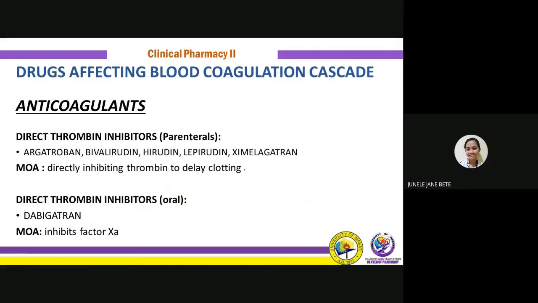Next, for oral, we have dabigatran. It is the first oral direct thrombin inhibitor approved by the FDA. So aside from its MOA of directly inhibiting thrombin, it also inhibits activated factor 10. Next.